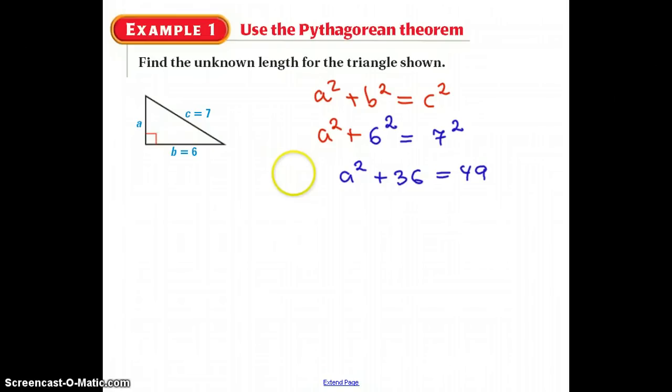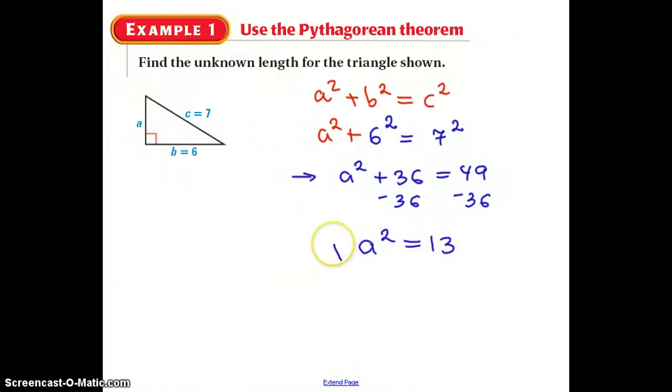So this is basically a quadratic equation that we're trying to solve, where we just have a variable squared by itself. So all we need to do is isolate it, and we're going to do that by subtracting 36. And we get a squared is equal to 13. And then if I'm interested in just the a, not a squared, I'm going to take the square root of both sides. And I get a is equal to plus or minus square root of 13.